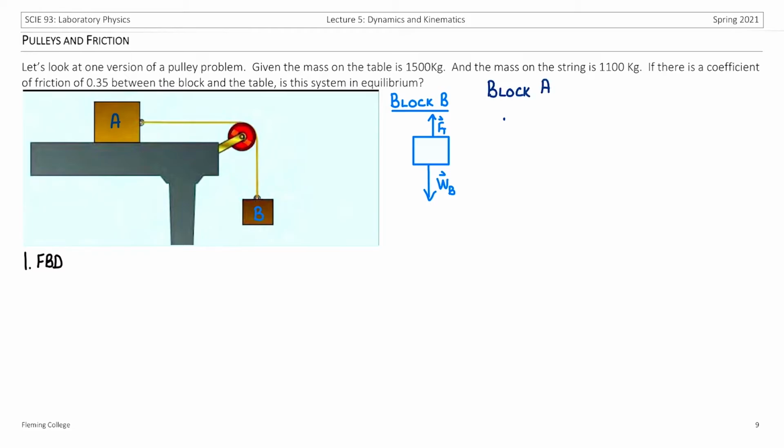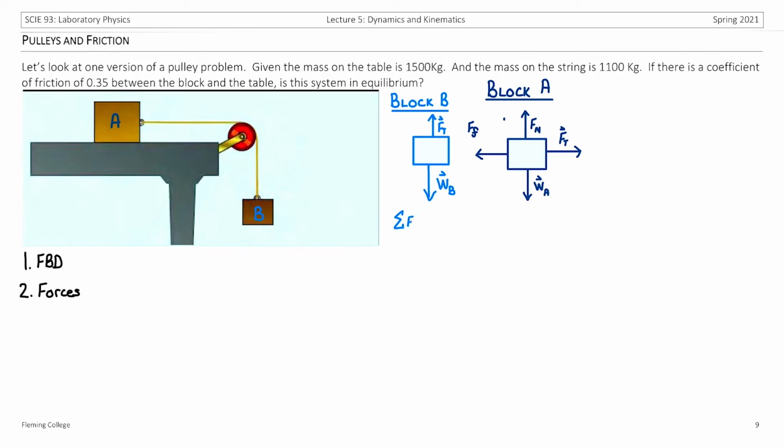Now let's consider block A. Our previous problem had a frictionless surface, so we didn't consider the weight and normal force. But because this block experiences a force of friction, we need to consider both the weight of block A and the normal force that block A experiences. And block A will also have the force of tension applied. This means that our consideration of the forces is slightly more complex this time.